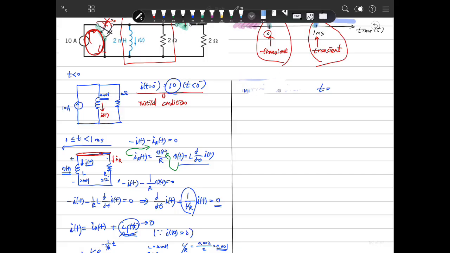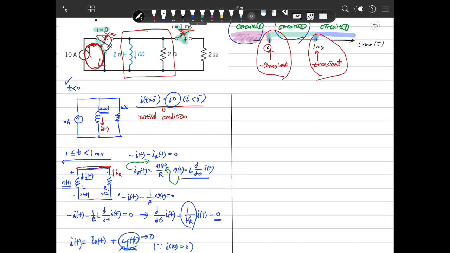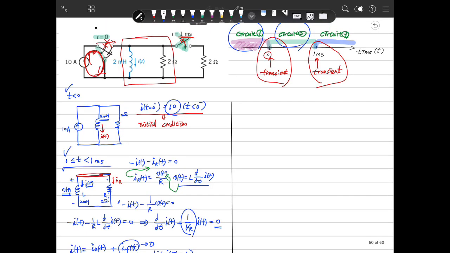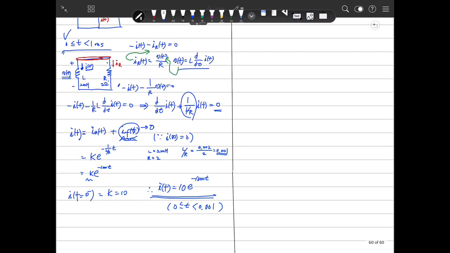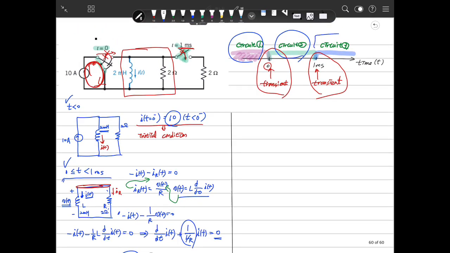Sorry. Let me see. We do this here. Excuse me. We do this here. This is again. We do this here, and this is again. Based on here, we got the current value over here. Next thing is we need to know about that. The point of the circuit 3, we need to know the initial conditions.